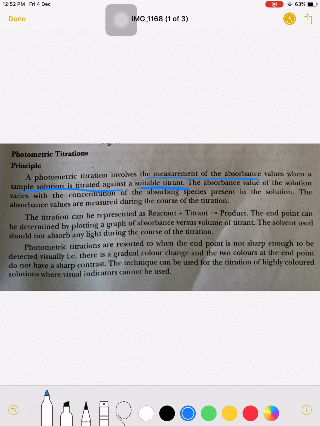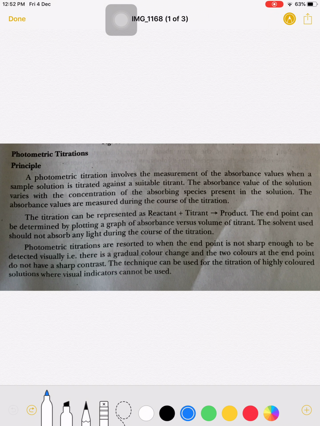So a similar concept is there, but in this case we are using an instrument which measures the absorbance of radiation while carrying out the titration of sample with the titrant. The absorbance value of the solution varies with the concentration of the absorbing species present in the solution. If the concentration changes, then the absorbance of the solution also changes. The absorbance values are measured during the course of titration. So during the titration, we are continuously calculating the change in absorbance values for the sample.